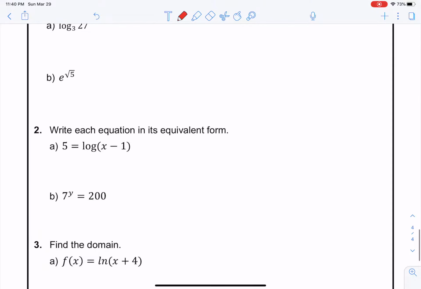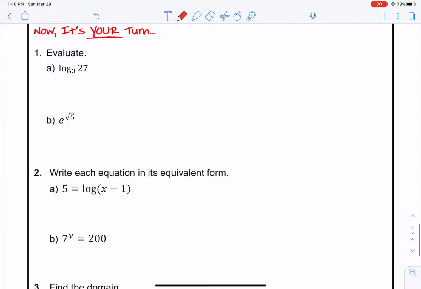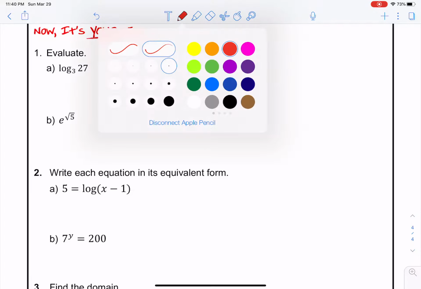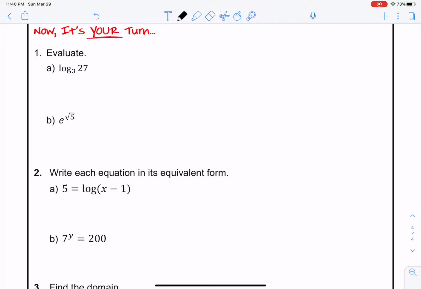So here are some examples. We want to evaluate log base 3 of 27. We could do this without using a calculator. We are going to try and write 27 in base 3, which is 3 raised to the power of 3, because 3 times 3 times 3 is 27. These two sort of go away, so the answer would simply be 3.